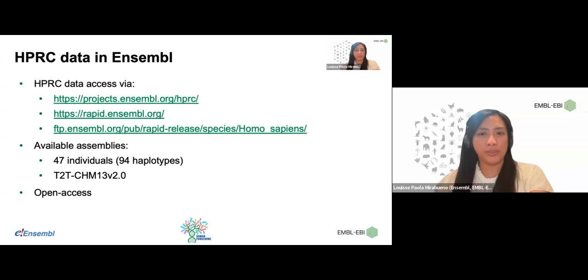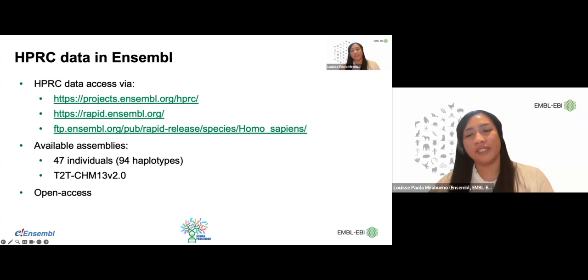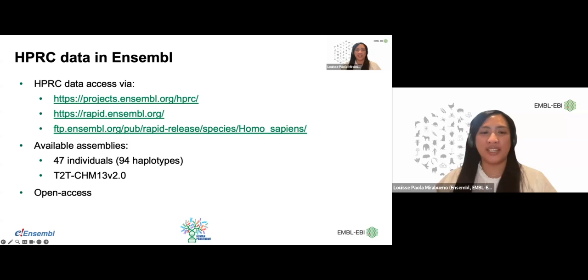In Ensembl, we've got all 47 assemblies available. For each individual or each sample, both the maternal and paternal haplotype assemblies are available. You can also access the annotated T2T genome in Rapid Release if you are interested. I also want to highlight that all Ensembl data is completely open source, open access. This means that you can use Ensembl data in your own research completely free. But if you do use the HPRC data, please don't forget to cite the publication. I do have a slide of both publications towards the end of my presentation as well.